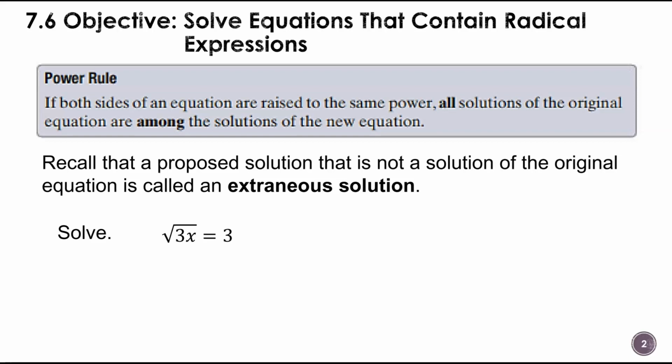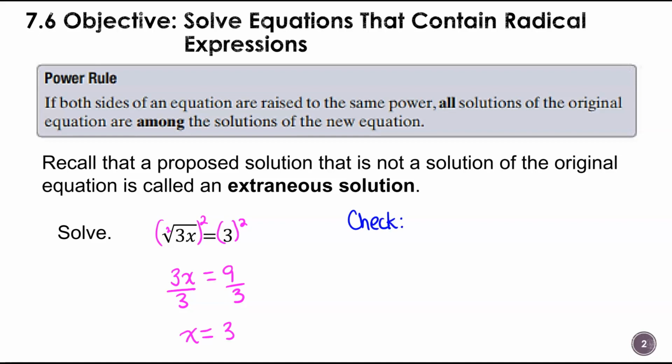On this first equation, we're going to raise it to the second power. Remember, because it's a square root, so with an index of 2, we can remove the radical by squaring this. So that gives us 3x equals 9. Divide by 3 to solve. Our proposed solution is 3. Now, we want to go ahead and check that.